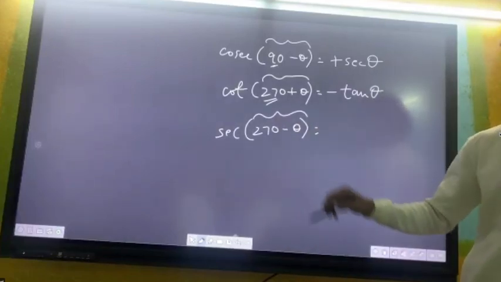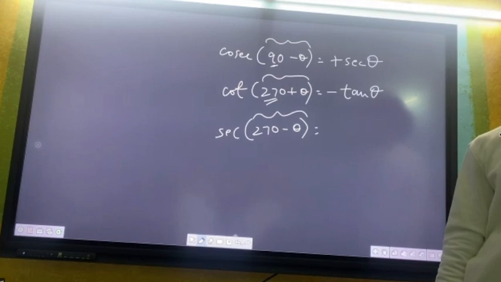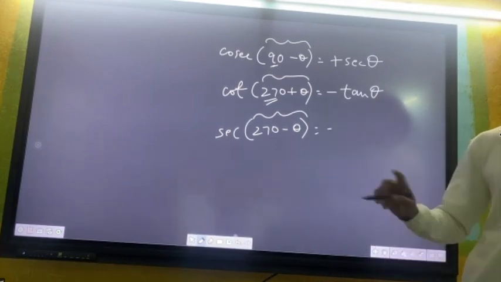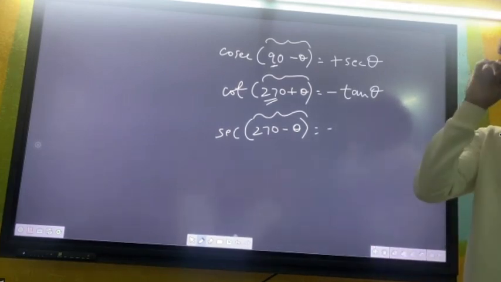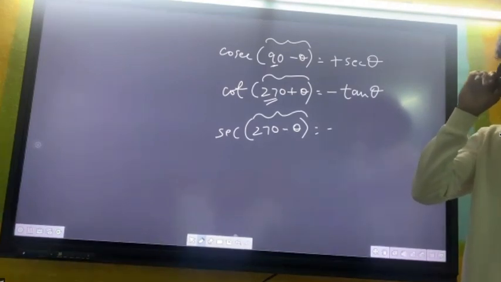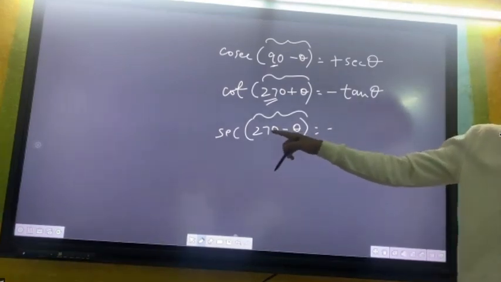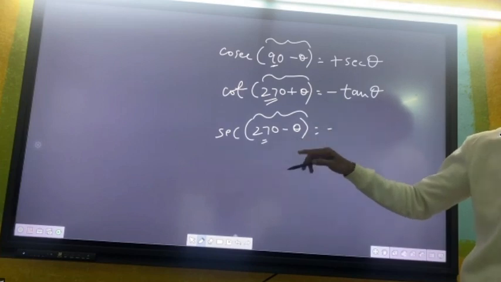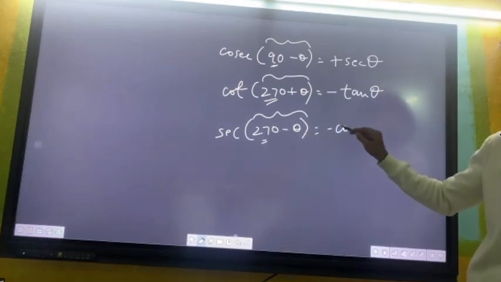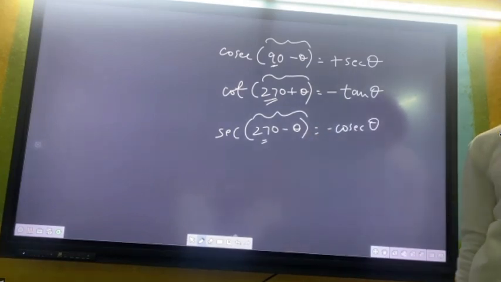Third quadrant, secant. Got that? In the third quadrant, what is positive? Tan and cot. Remember that. Okay. Minus should change, no? Why? Odd. Cosecant what? Got that?